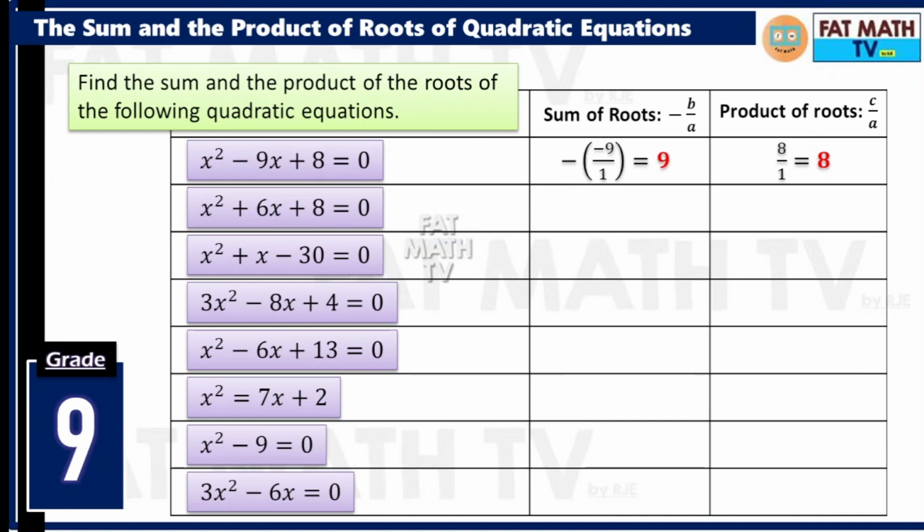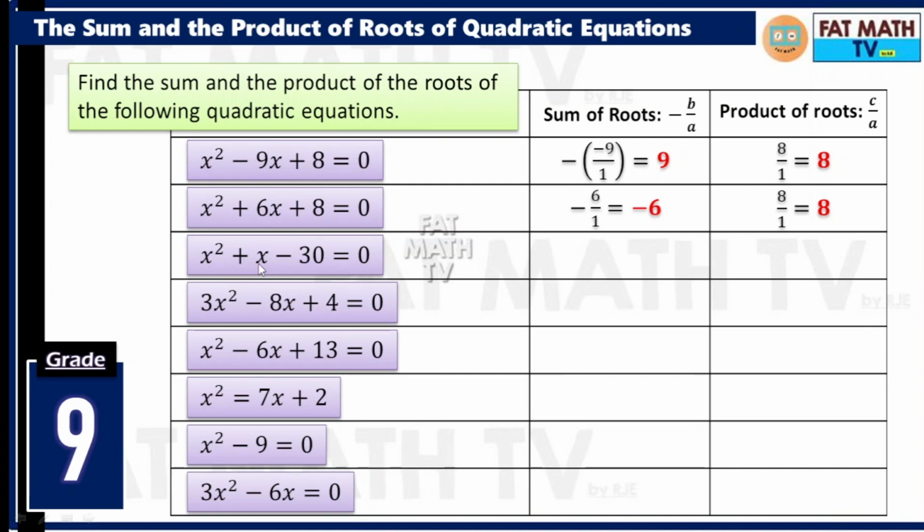Number 2, we have negative of 6 over 1. That is negative 6. And the product of the roots is 8. That is c. The c is 8. And then a is 1.